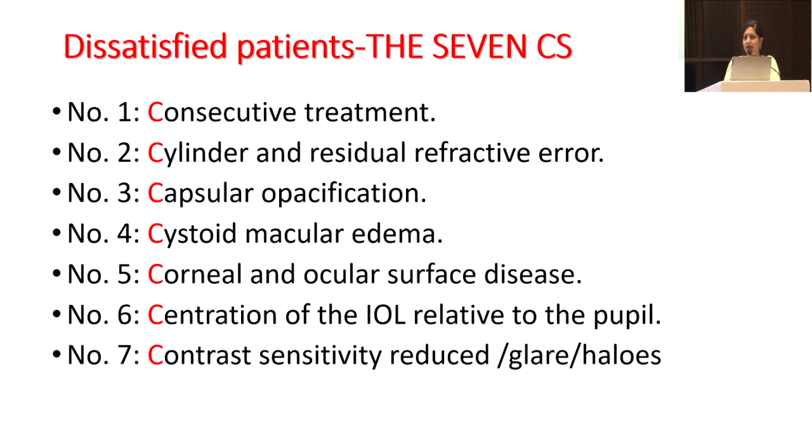The 7 C's is something we all need to remember. Always try to do the second eye as early as possible, so that we can have a better neuroadaptation. Residual cylinder is something which should never be left behind, and that is why so much planning is required. And early PCO needs to be treated, because it's going to reduce contrast sensitivity. So you need to do a YAG early if the patient develops it. CME could be missed, and that needs to be diagnosed early. Look at the corneal and ocular surface, and centration of the IOL.